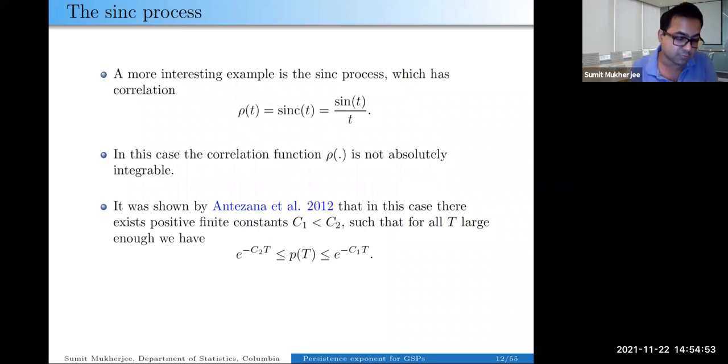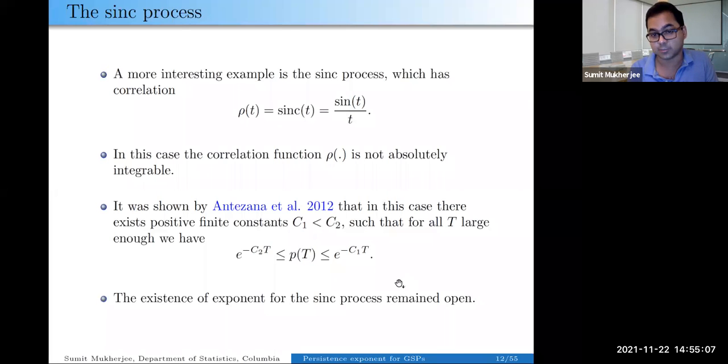For this example, we know that the persistence probability is bounded between two exponential terms, where C1, C2 are finite positive constants. We don't know that there is an exponent. In particular, there are very rare examples where we know the exponent. For almost all examples that one can think of, we do not know the exponent.